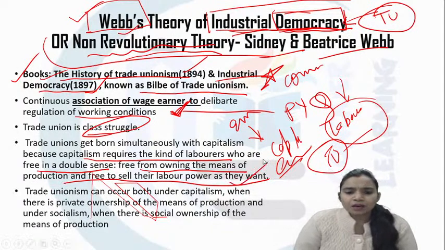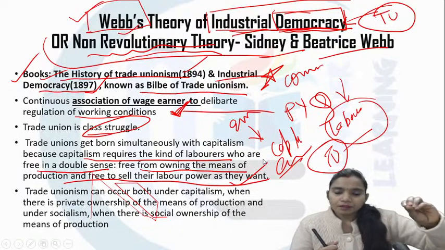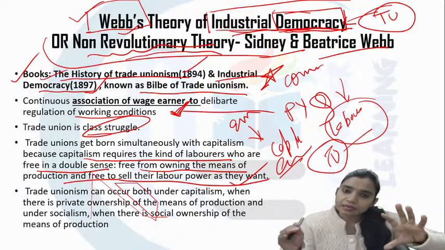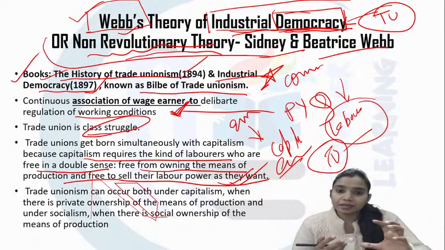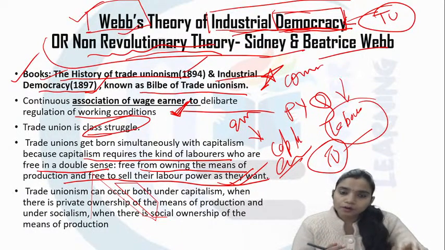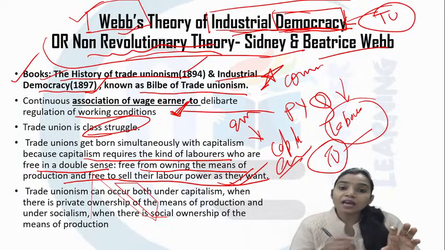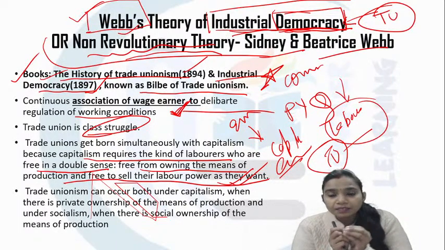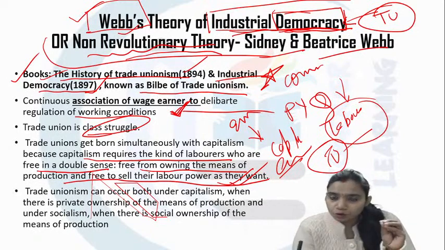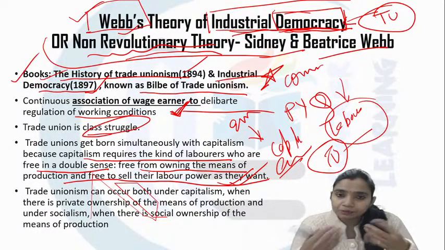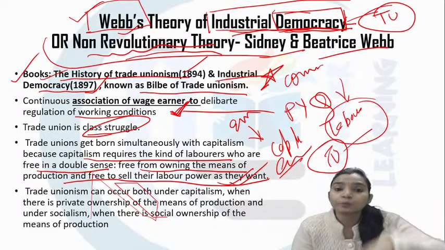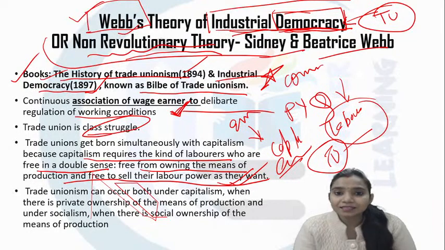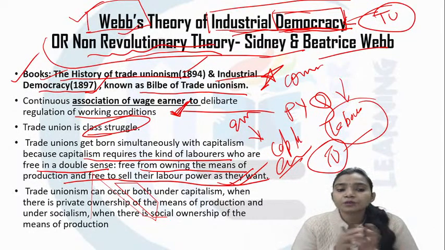This is just an understanding. Capitalism requires, why is there a class struggle? This is the answer, because the capitalist employer always wants to hire the people who are free from, matlab jinke paas, the people who neither have the control on production, and they themselves are ready to sell their labor. So the capitalists always want to dominate the labor. As a result, there is always a class struggle between them. As a result, the trade union is formed.